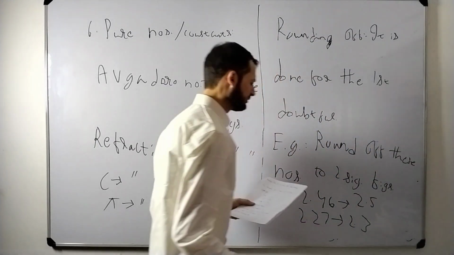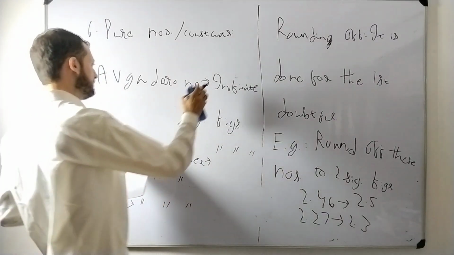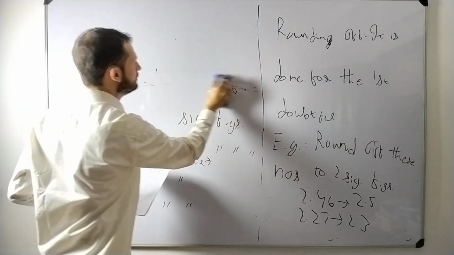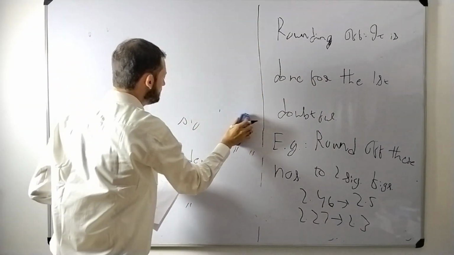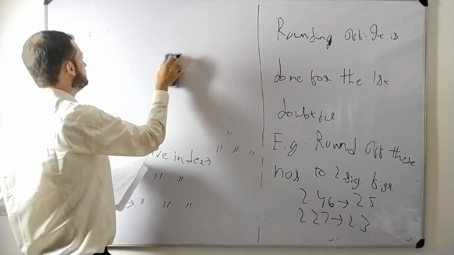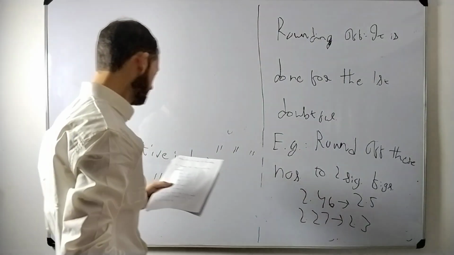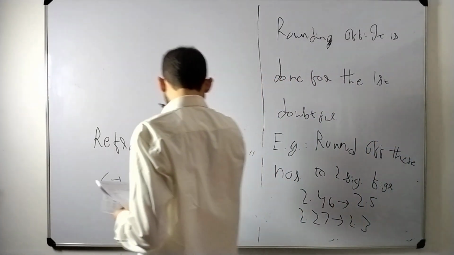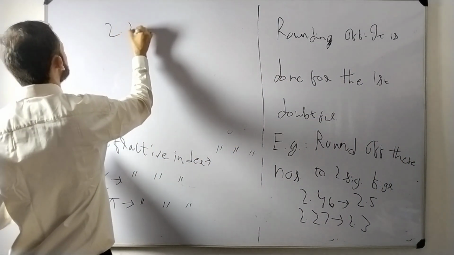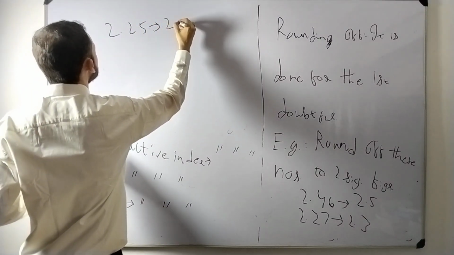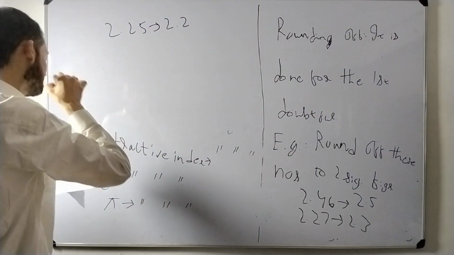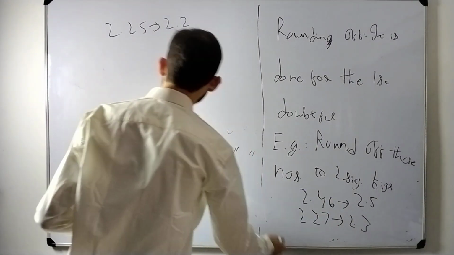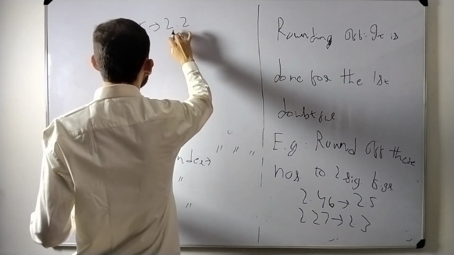Yes, this is easy. We are getting this rounding off. But there is a certain shift to the story. So what is the shift here? 2.25 becomes 2.2 only. So here it was 2.3, but here it remains 2.2.